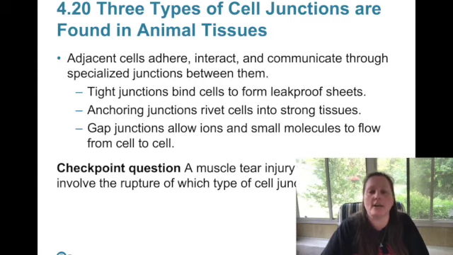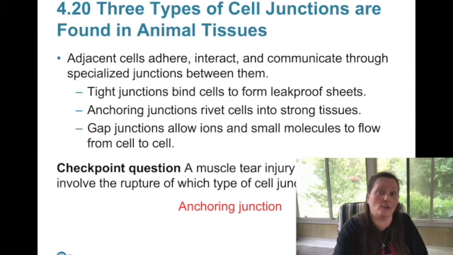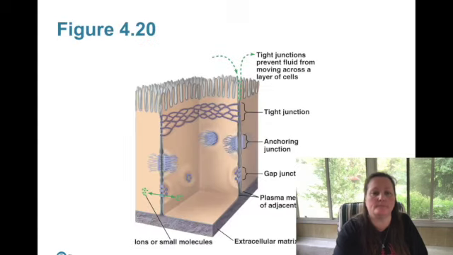A muscular tear injury would probably involve the rupture of what type of cell junction? So, which of these do you think would mess it up if you tore a muscle? Anchoring junction. Because right here, rivet cells into strong tissues. That's why. This is just trying to give you ideas. We've got our anchors, we've got our gaps, we've got our tight. So there you go.